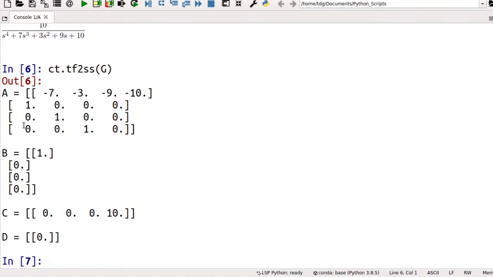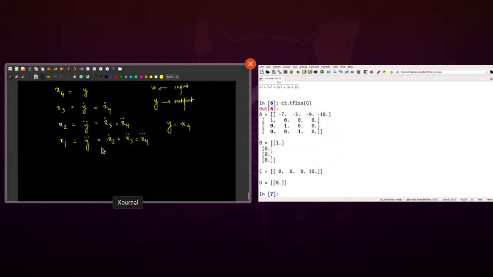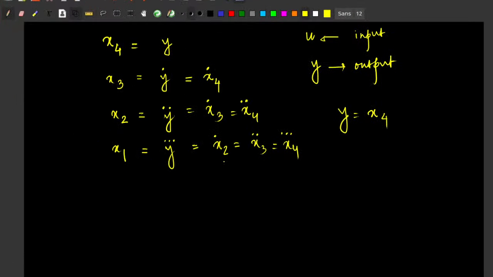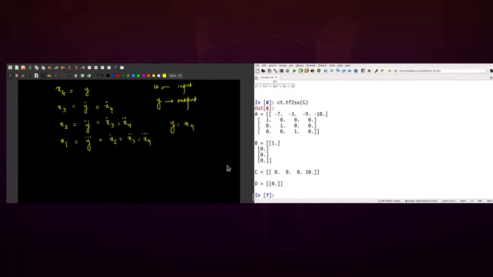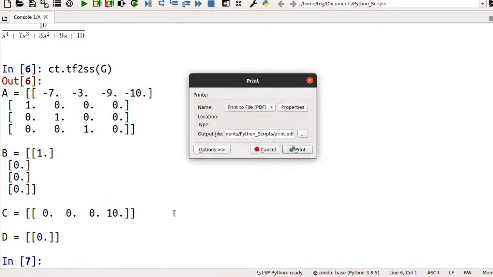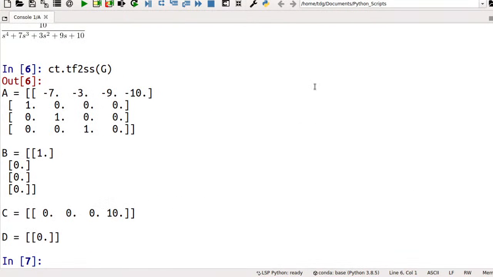So for now, if we assume this, it will work out this way. And now someone is saying, how would I know that the model that we have done is correct? How would I know the state space model that I have done is correct?